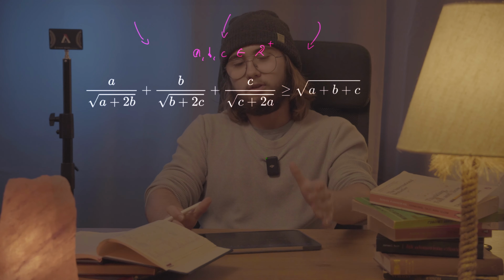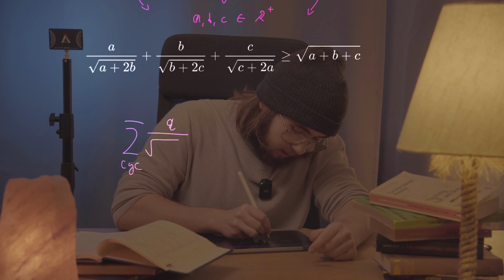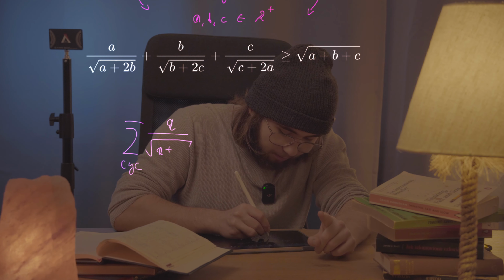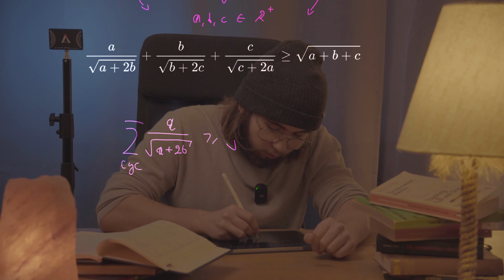Well, same procedure. Let's first of all rewrite this thing in terms of sigma notation, just so it is nicer to look at. So what we're gonna get is the cyclic sum of a divided by the square root of a, not a squared, but a plus double b, is greater than or equal to the square root of a plus b plus c. Lovely. So what can I do here?